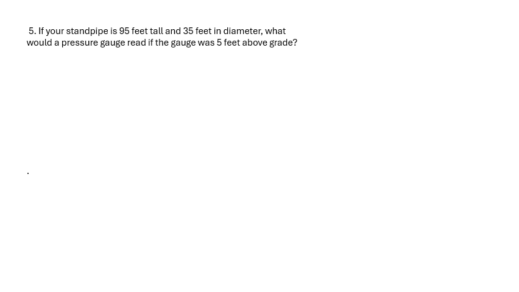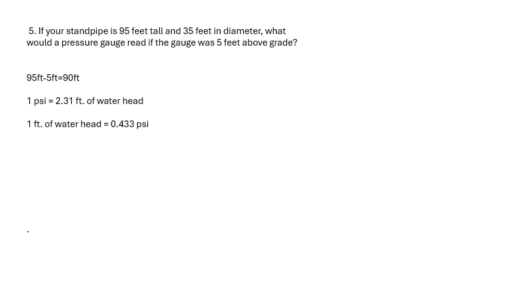Question number 5. If your standpipe is 90 feet tall and 35 feet in diameter, what would a pressure gauge read if the gauge was 5 feet above grade? All right, so they give you some extra numbers in there that you don't need. Diameter is not going to change anything. Like I said, this is all based off the feet of water. So your gauge is 5 feet above grade, so you're not reading it from the bottom. So we're going to subtract 5 feet from 95 feet. You're going to get 90 feet.